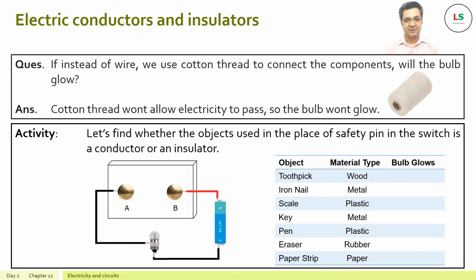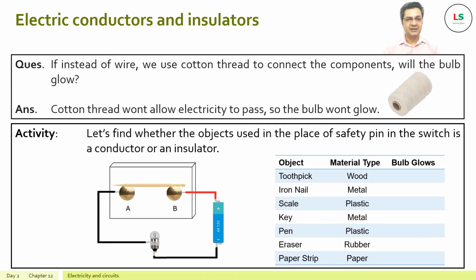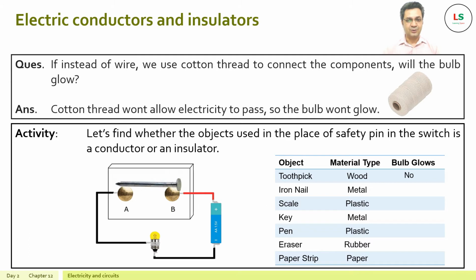So here we have a table which actually has objects, material type, and whether the bulb glows or not. So we take the first object, which is toothpick. So if we place toothpick on point A and B, the bulb does not glow. If we put a nail, which is a metal, the bulb glows. If we put a scale, which is made of plastic, the bulb does not glow.